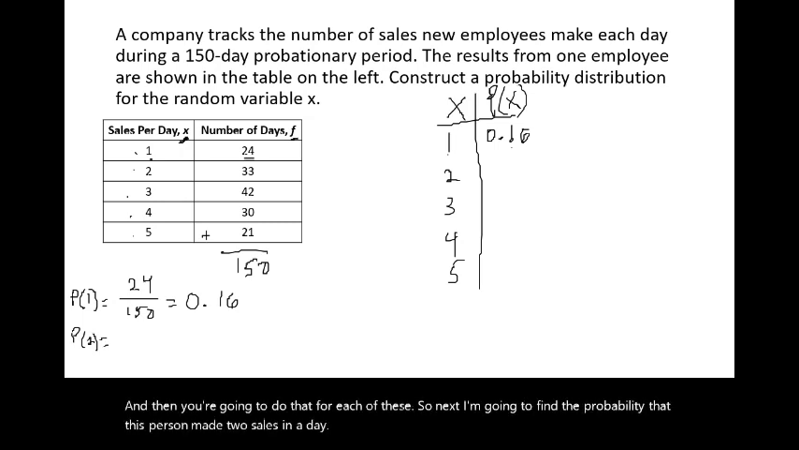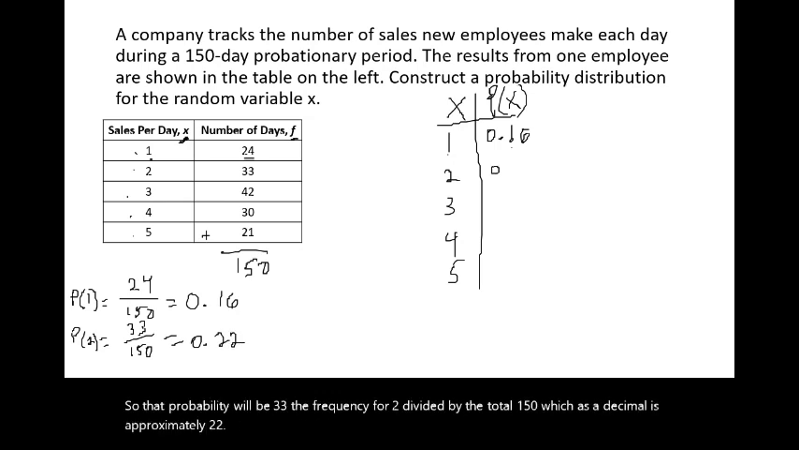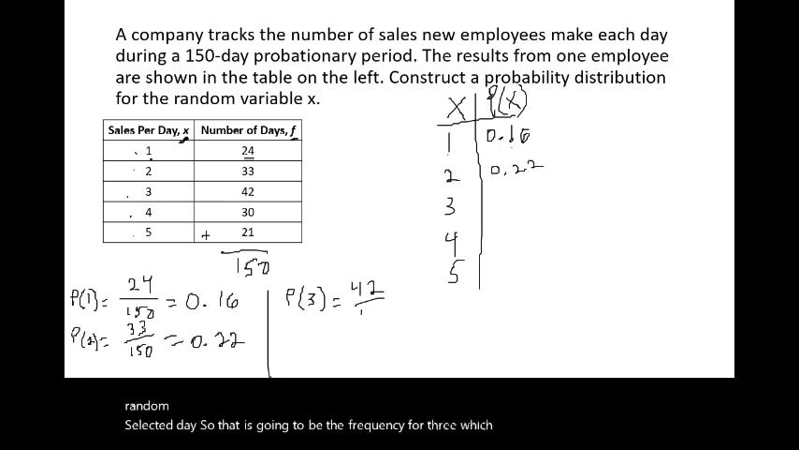So that probability will be 33, the frequency for 2, divided by the total, 150, which as a decimal is approximately 0.22. Then you're going to find the probability that this person made exactly 3 sales on a randomly selected day. So that is going to be the frequency for 3, which is 42, divided by 150, which as a decimal is approximately 0.28.